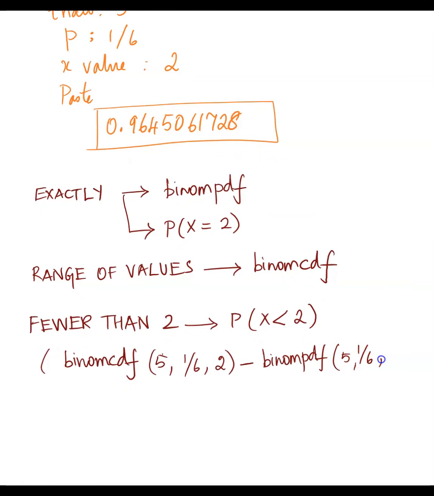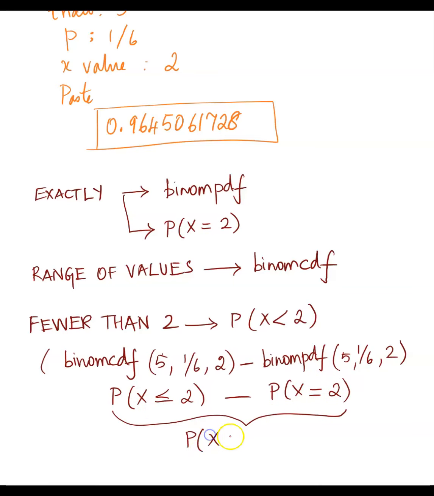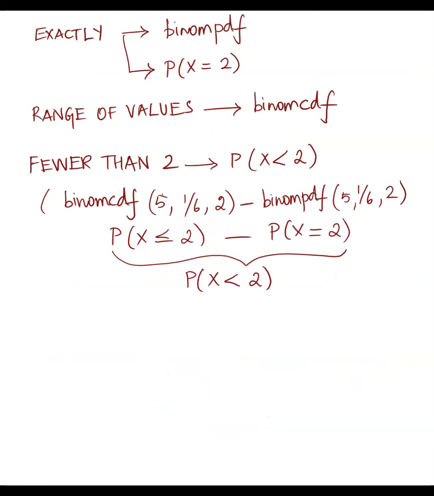So it looks like you're entering the same values, but what this does is this is p of x less than or equal to 2 minus p of x equal to 2, exactly equal to 2, so that this result will give you p of x less than 2. So you're removing when it's exactly equal to 2.